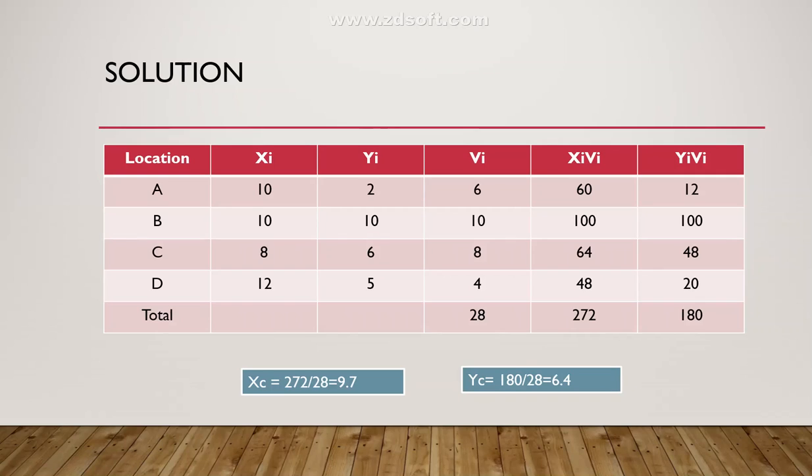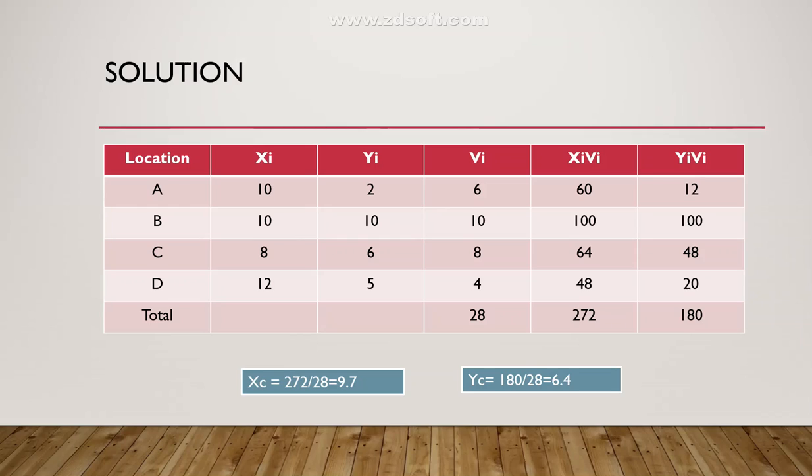First column refers to the locations, and second column refers to the x coordinate of existing locations and the y coordinate of existing locations, and vi refers to the volume to be transported, and the weighted score of x and v, and the weighted score of y and v, the fifth and sixth column respectively. So let's calculate these. So we have arrived by multiplying x and v value for respective locations.